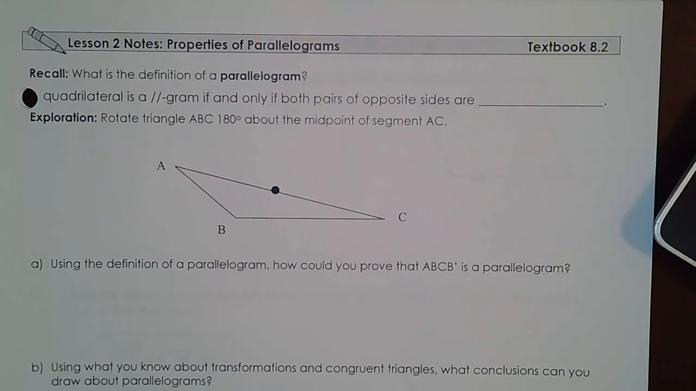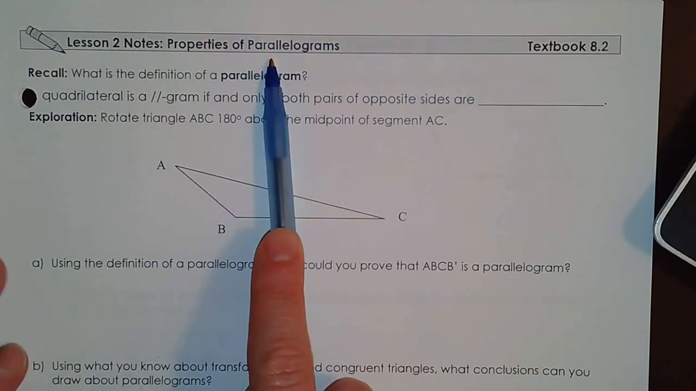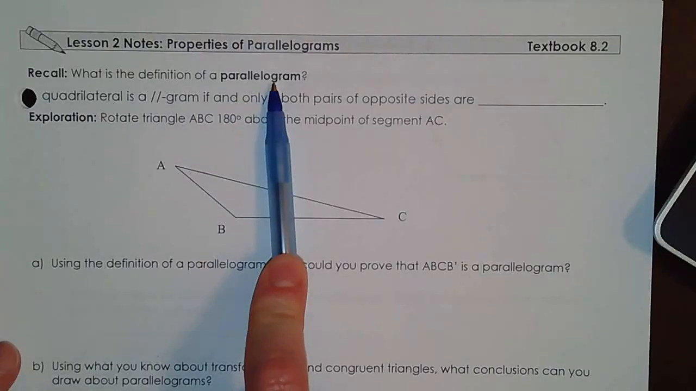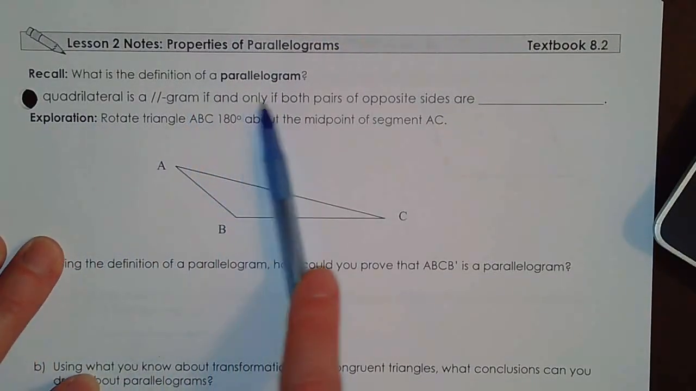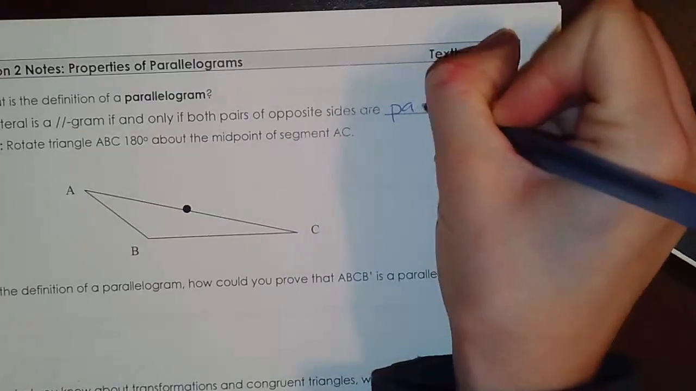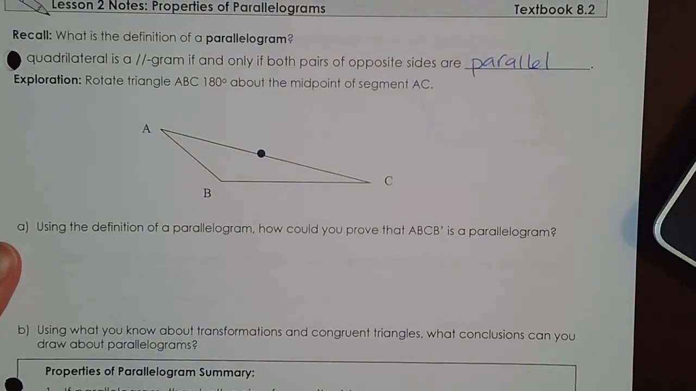We're now going to do Unit 5, Lesson 2, Properties of Parallelograms. So we're going to just focus on parallelograms right now. Recall the definition of a parallelogram. And we said that a quadrilateral is a parallelogram if and only if both pairs of opposite sides are parallel. And we're going to explore this a little bit in order to get some properties of parallelograms.